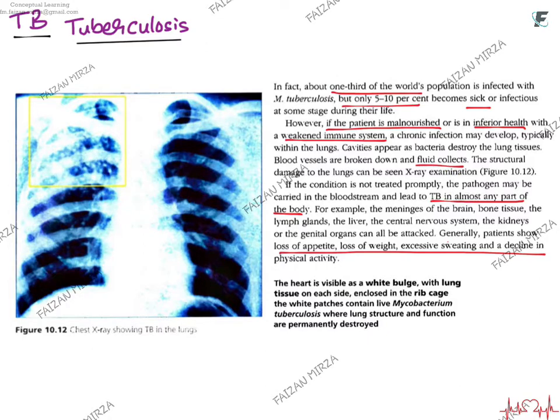Furthermore, as I just mentioned, TB can occur in any part of the body. It's not only occurring in lungs. The patient normally suffers from loss of appetite, extensive loss in weight, and excessive sweating, and there's a decline in physical activity as well. These are the features that you can normally see in people suffering from tuberculosis of lungs.